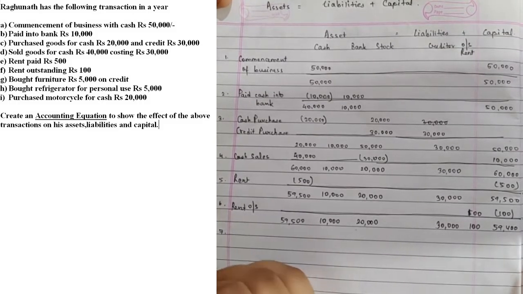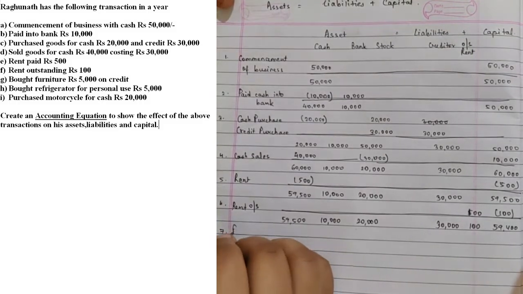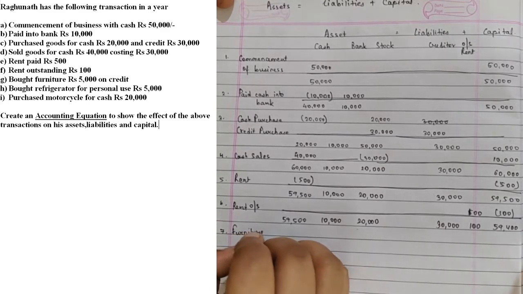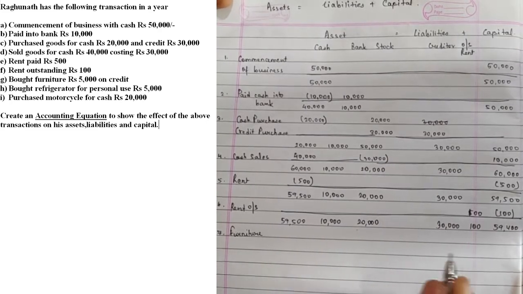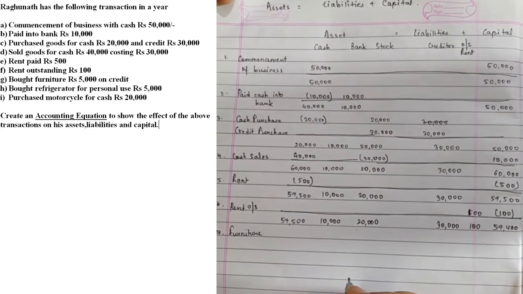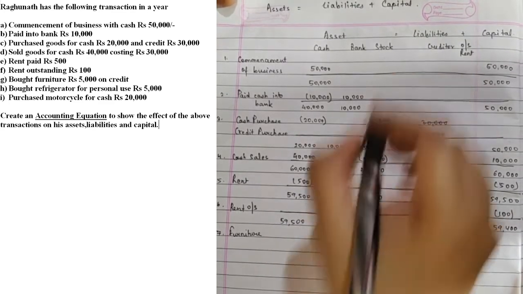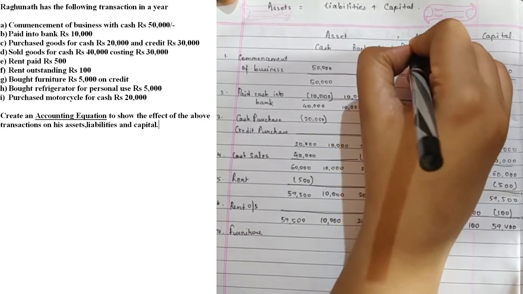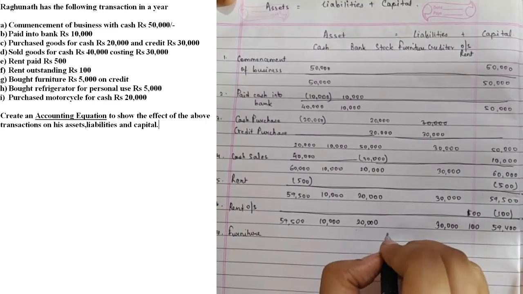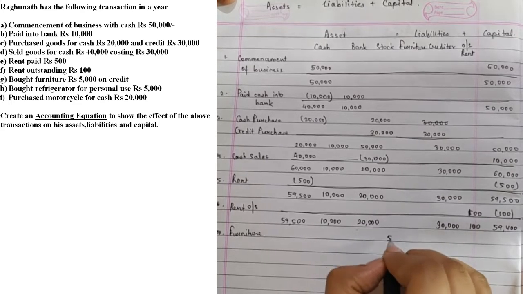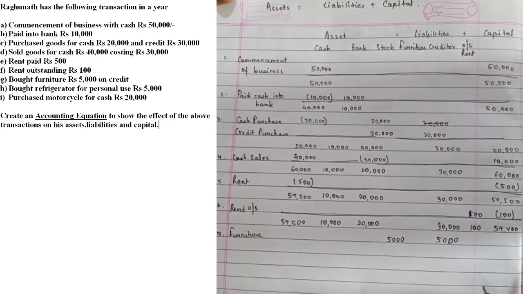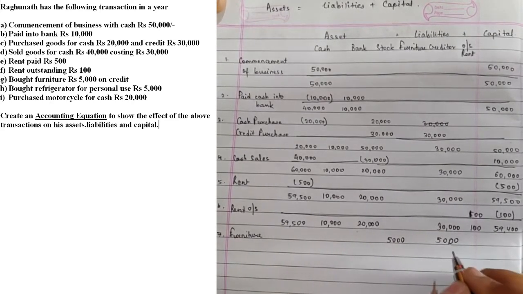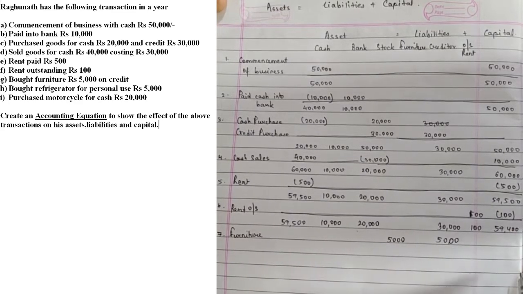The seventh transaction is bought furniture. Now this furniture is also bought on credit. That is, we have received the furniture today, but we are going to pay for it in the future. Therefore, my asset will increase by 5,000 rupees and my creditor will also increase by 5,000 rupees. We will have to pay the supplier in the future.